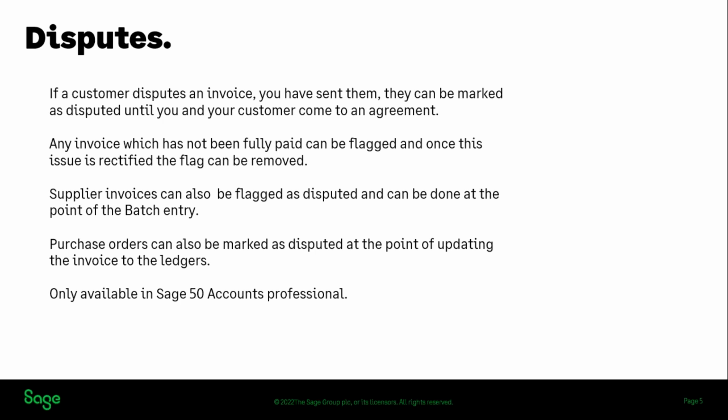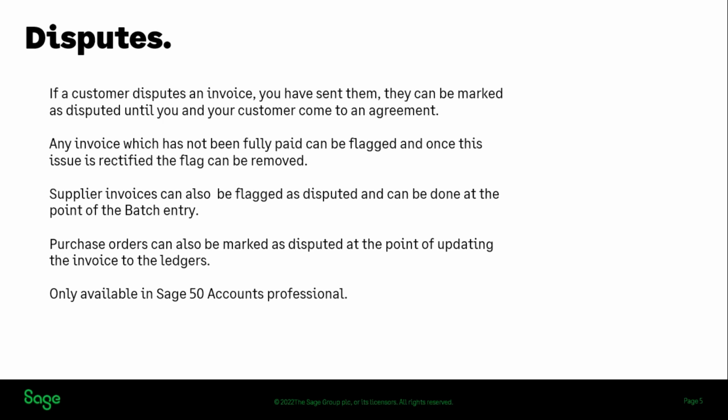So what you could do in your software is mark them as disputed, and it means once you and your customer have come to an agreement on the course of action, then you can remove the flag and continue as normal. What it means is if you're doing things like credit control, you're not going to be chasing them over an invoice that you've perhaps disputed. What we don't want is them to say maybe you've sent the wrong goods and then you to continue to chase them for payments. So it's really good for credit control purposes.